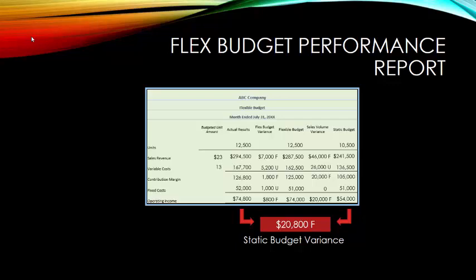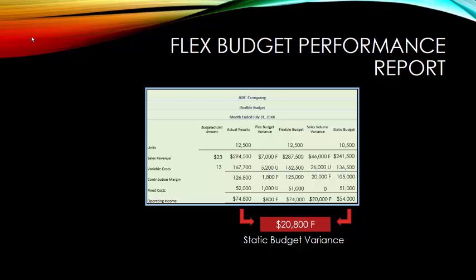The difference in the flex budget variance column is everything else. So $800 of that $20,800 difference between our static budget income and our actual income can be attributed to things besides that 2,000 extra units of sales that we did. What could this be? Maybe we got a higher selling price per unit. Maybe we got our materials cheaper than we thought we were going to.